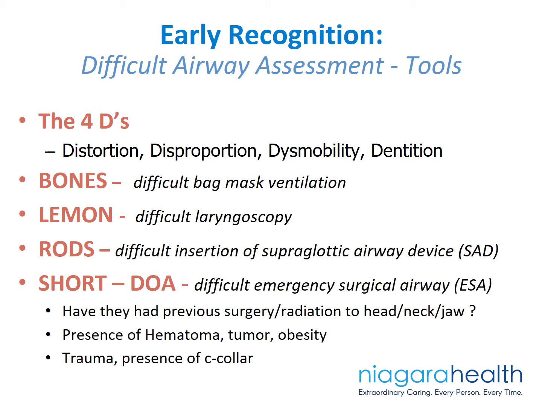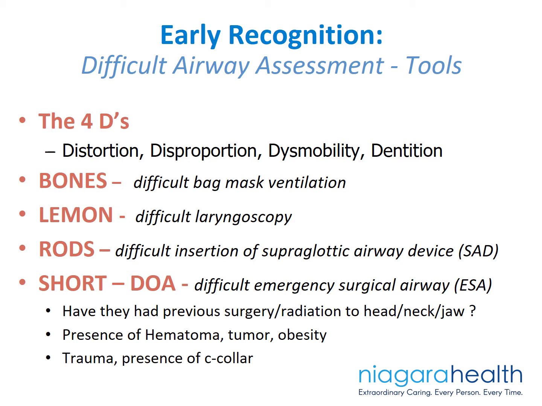With respect to our surgical airway, there's a couple of really key things that are important that you should ask yourself. First of all, if they had any previous surgery or radiation to the head, neck, or jaw, that's going to make contracture, scar tissue in your anatomy not to be what you think it is. Presence of expanding hematomas or tumor are going to make it impossible for you to landmark, and obesity is going to make it tough for you to landmark. You may actually have to change your technique. The presence of trauma and C-collar will make it difficult for you to access the front of the neck.